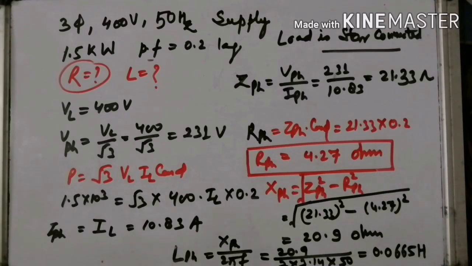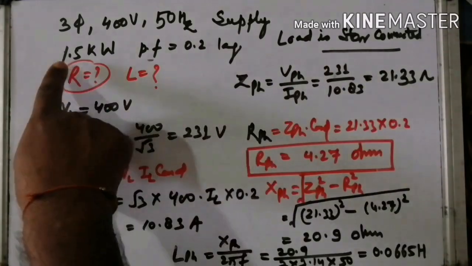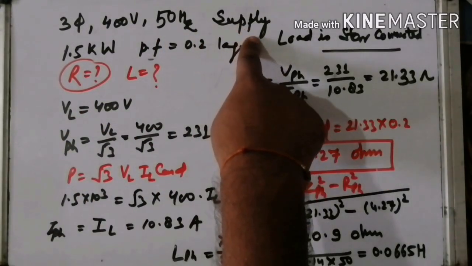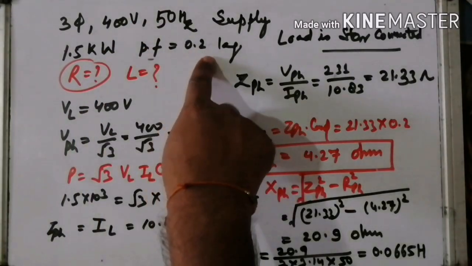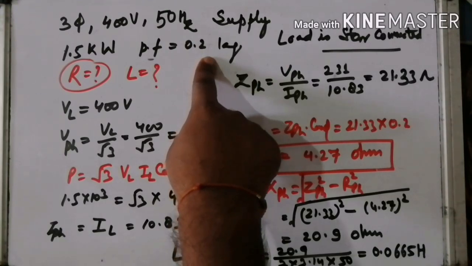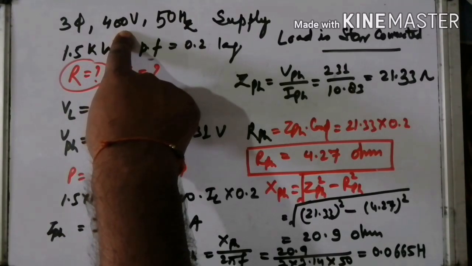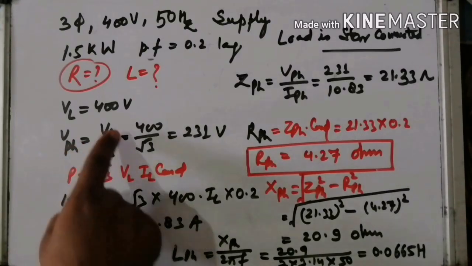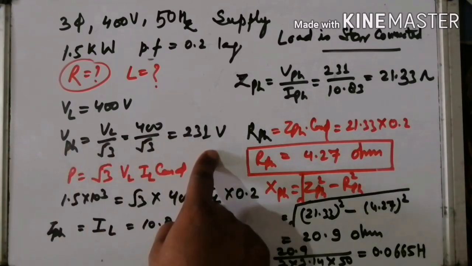I am repeating. Please see the question very carefully. There is a star connected load which consumes power 1.5 kilowatt with the 3-phase supply. Data for the 3 phase is 400 volt 50 hertz and the power factor is 0.2 lagging. In the case of star connection, this voltage is considered as line to line voltage, that is line voltage. With the help of the line voltage and phase voltage relation, that is VPH equal to VL upon root 3, we can calculate the phase voltage.